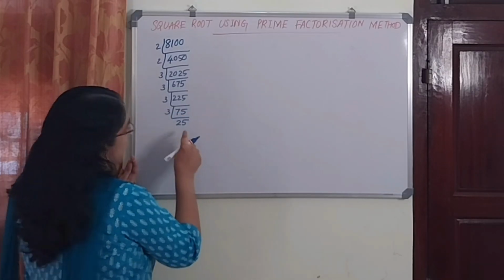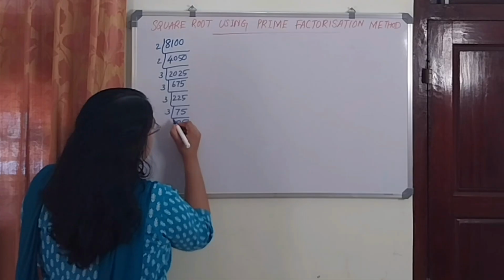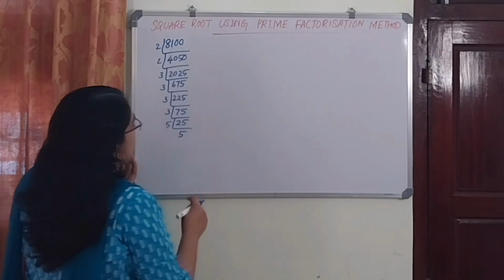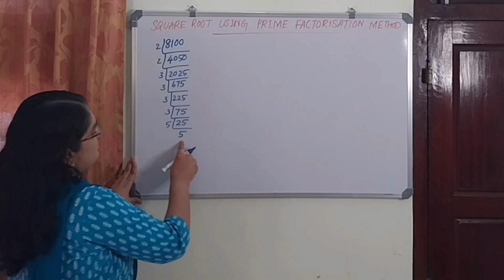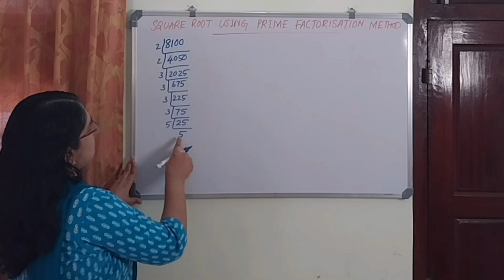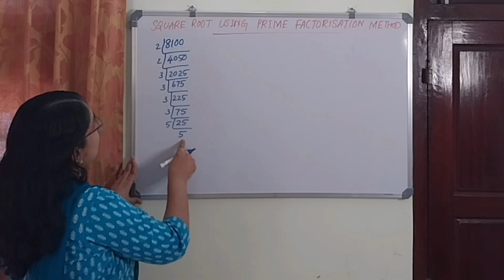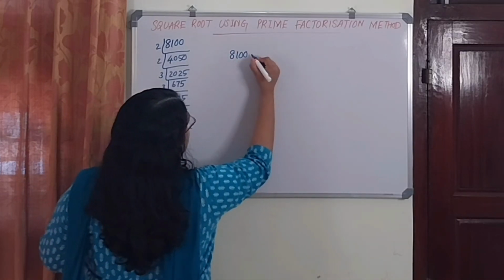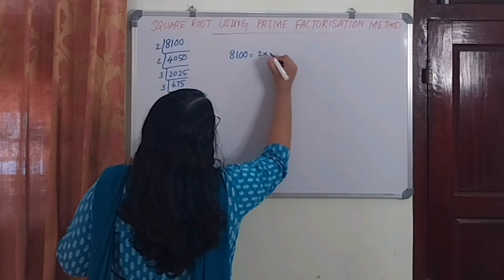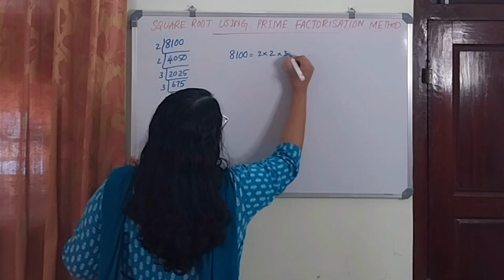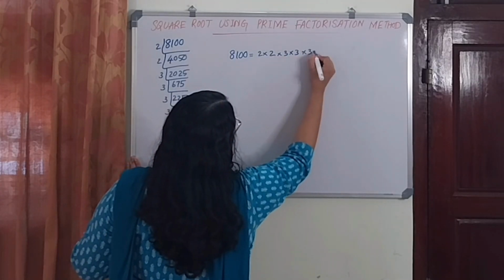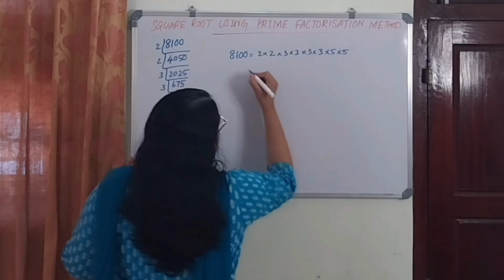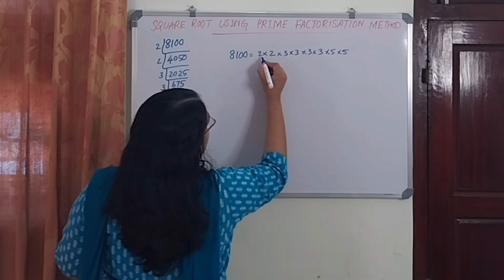It is not divisible by 3, but it is divisible by 5. We divide by 5, we get 5. Here we got a prime number at the end of the prime factorization process. So we can stop the process at this point. The prime factorization of 8100 equals 2 into 2 into 3 into 3 into 3 into 3 into 5 into 5.